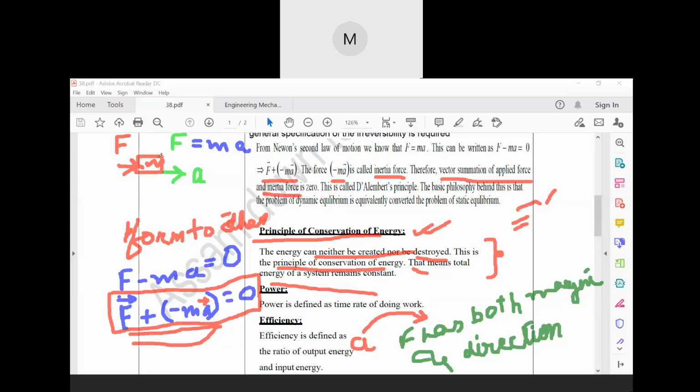So in this way we can explain the D'Alembert's principle. Now after the D'Alembert's principle we have the principle of conservation of energy. Principle of conservation of energy means energy can neither be created nor be destroyed, but energy can be converted from one form to another form. Okay, this is the basic principle of conservation of energy.